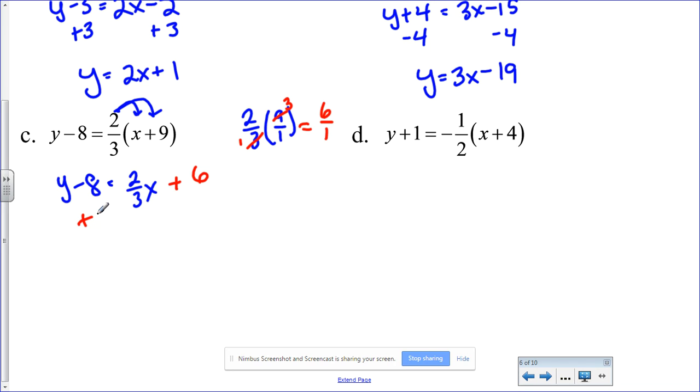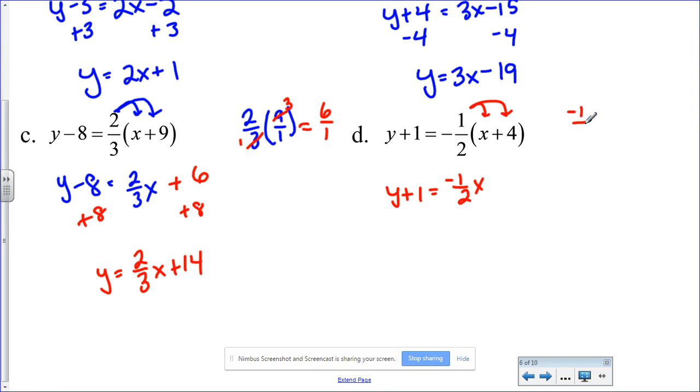After we've done that, we're going to go ahead and solve for y. So I'm going to add 8 to both sides. So I get y equals 2/3 x plus 14. Okay, so one more with a fraction in it. Distribute. So negative 1/2 times x is negative 1/2 x. Negative 1/2 times 4 is going to give me negative 2 over 1, which is negative 2.